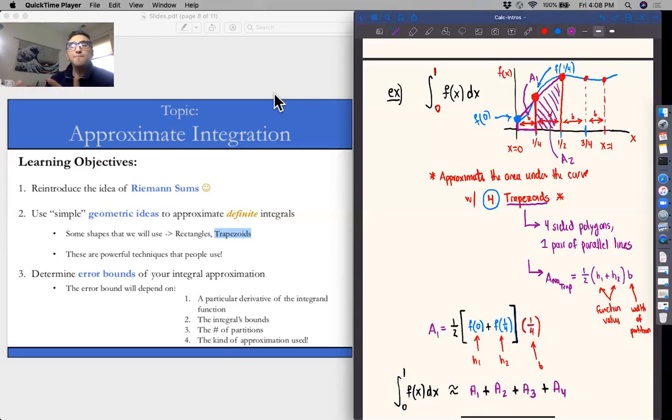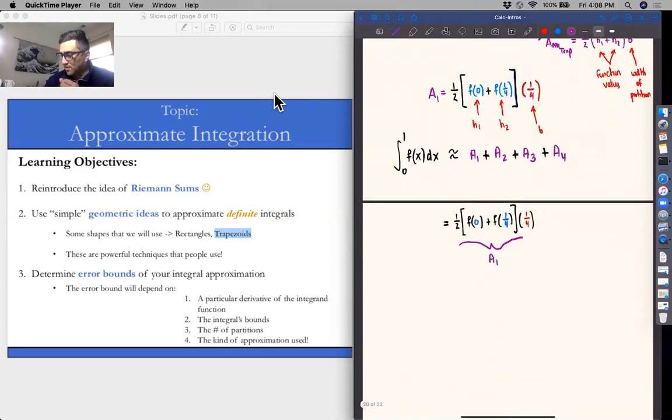And we're going to do the same exact process for A3 and A4, just using the left and right function values for each of those separate partitions. So if we keep doing that, we'll just use our area formula for the second trapezoid. So 1/2 times the function value on the left side, which is 1/4, plus the function value on the right side, which happens to be 1/2.